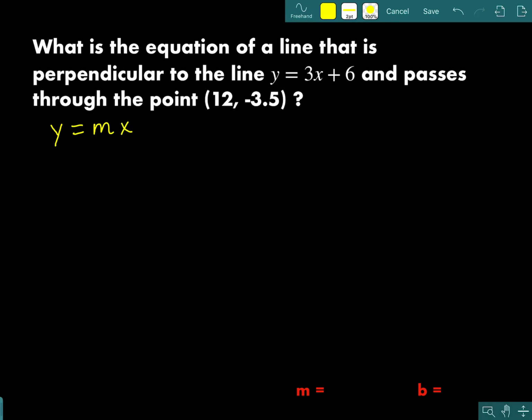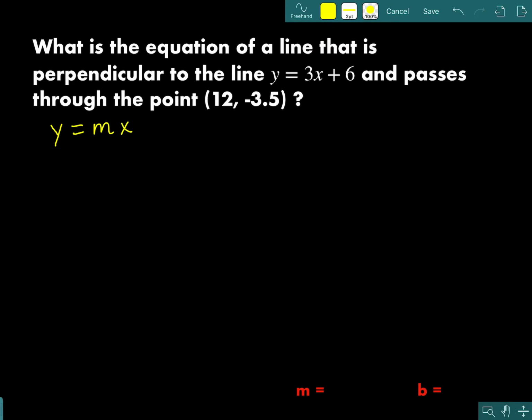The last piece of information we need to find is the y-intercept. So we can take our equation, y equals mx plus b, and substitute in the slope and the x and y values that we were given. y is -3.5 whenever x is 12 on this line. So all we're left with now is b. If we isolate b, we'll have our y-intercept, and then we'll have all the pieces of information we need to write the equation of a line in slope-intercept form.